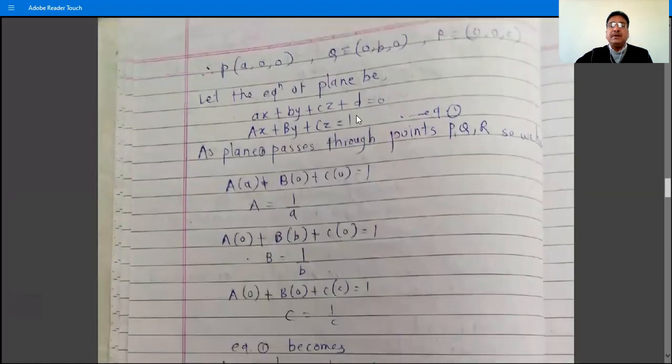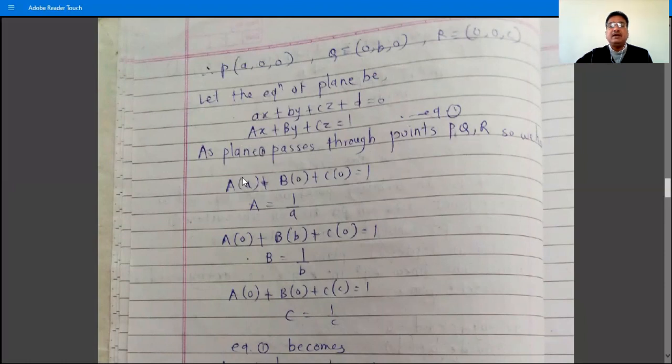Let the equation of the plane be ax plus by plus cz equals 1. Don't take this equation, take this one: capital A x plus capital B y plus capital C z is equal to 1, be the required equation of the plane. As the plane passes through these 3 points, suppose the plane, equation 1, passes through the point P, so point P satisfies this equation. So don't write this equation, write this one.